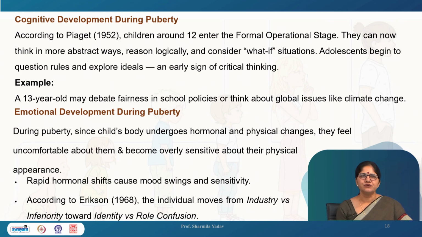Emotional development during puberty. Since the child's body undergoes hormonal and physical changes, they feel uncomfortable about them and become overly sensitive about their physical appearance. Rapid hormonal shifts cause mood swings and sensitivity.